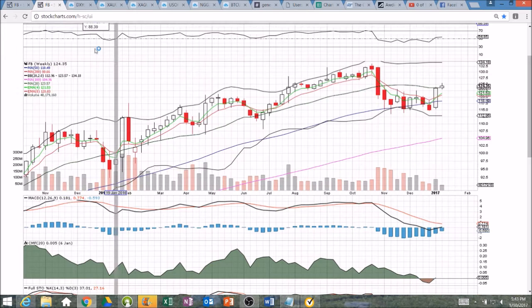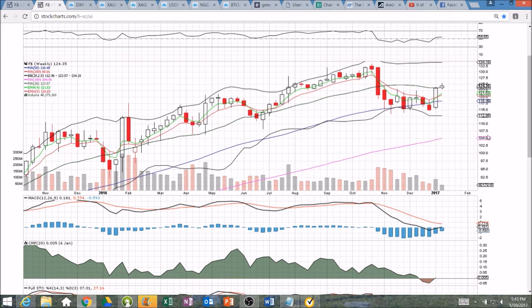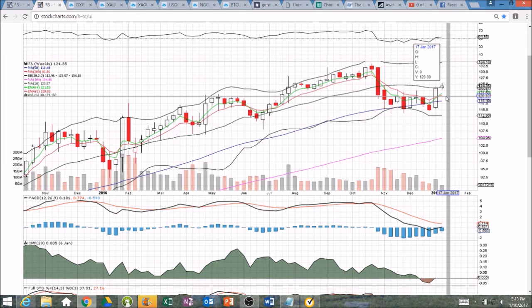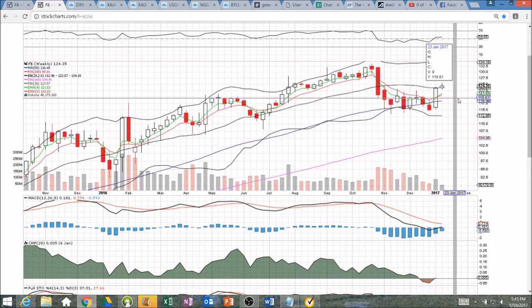And on the weekly time frame, still a bullish candlestick. Ideal scenario for the bulls is to close above 123.57, the middle Bollinger Band. And depending on how the next 3 days goes, it's going to be very close as to whether or not the bulls can maintain that level or not.